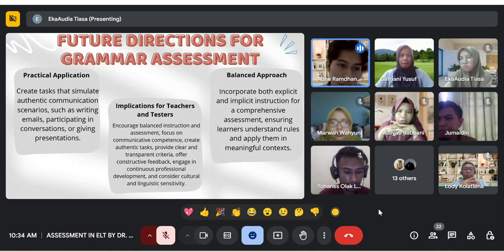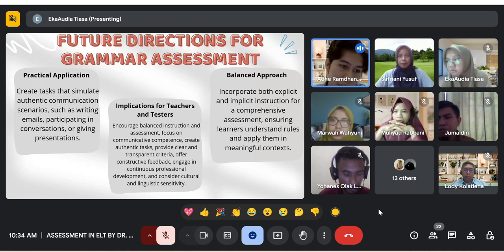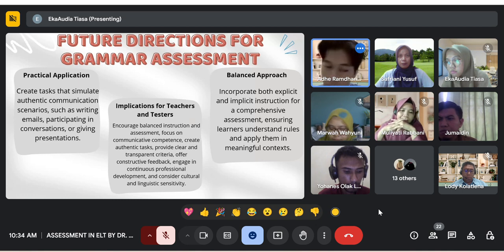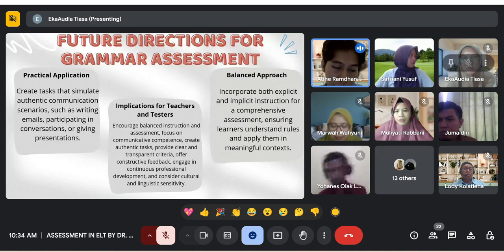contexts. And the last one is the implication for teachers and testers, which is to encourage balanced instruction and assessment, focus on communicative competence, create authentic tasks, provide clear and transparent criteria, offer constructive feedback, engage in continuous professional development, and also consider cultural and linguistic sensitivity. I think that's all for the future direction for grammar assessment.